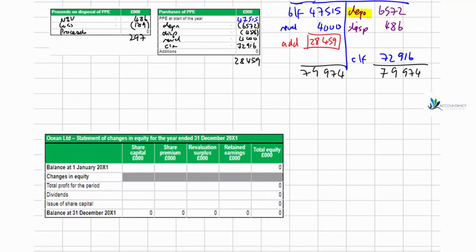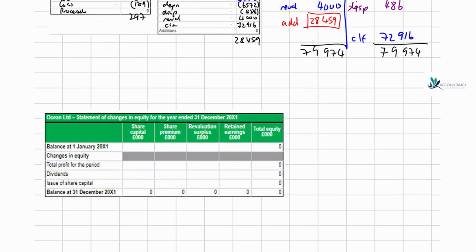Finally then, we have our statement of changes in equity, and we can complete these figures from the information in the statement of financial position and the other data that we've got. So yes, from our statement of financial position, we've got our opening balances for share capital. It was the 24,000, our share premium. We had no revaluation surplus, did we? And our opening retained earnings, 6190. Again, notice that the total would be automatically calculated for us.